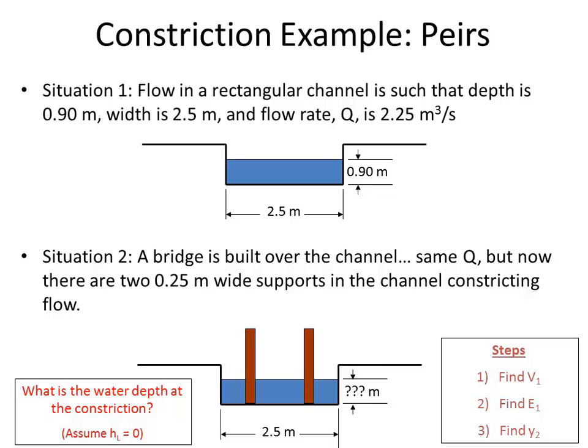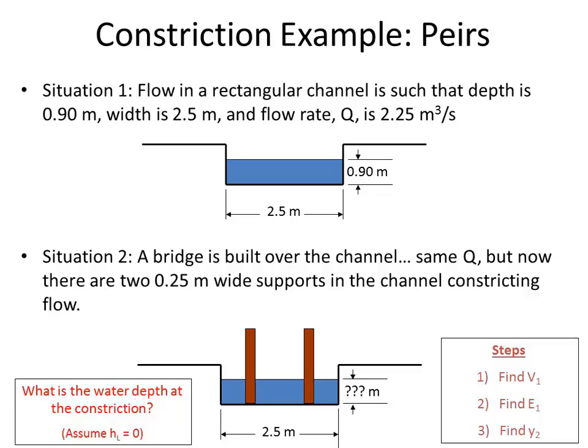Since y1 is greater than yc, conditions are what in terms of the flow regime? If the depth at 1 is deeper than the critical depth, does that make it supercritical or subcritical? That's right, subcritical. Okay, so we'll file that away in the back of our minds.